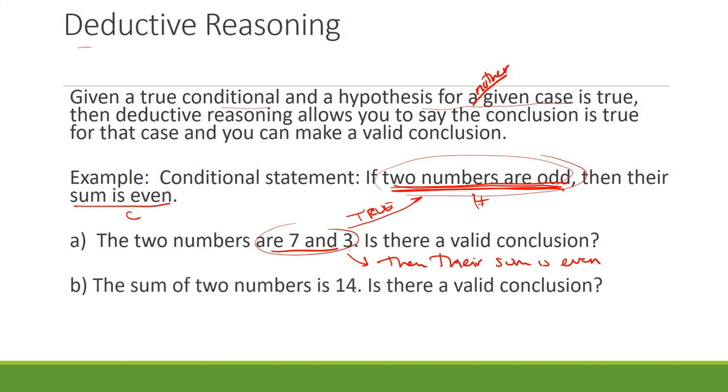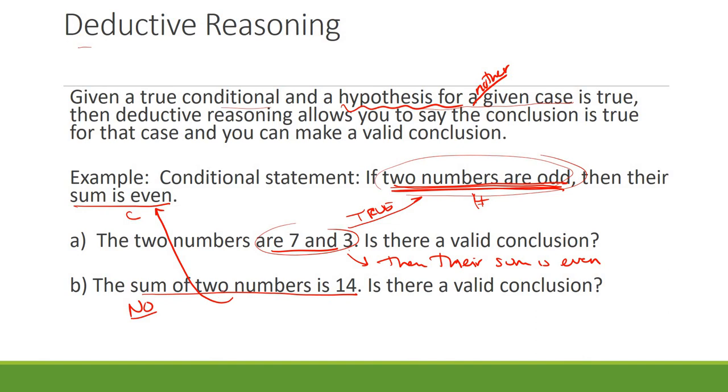The sum of two numbers is 14. Now, this says that a sum is even. Can I conclude that the two numbers are odd? In this case, no, because this is not a hypothesis. This matches the conclusion. So I cannot do this in reverse. I need a matching hypothesis in order to conclude that the conclusion is true.